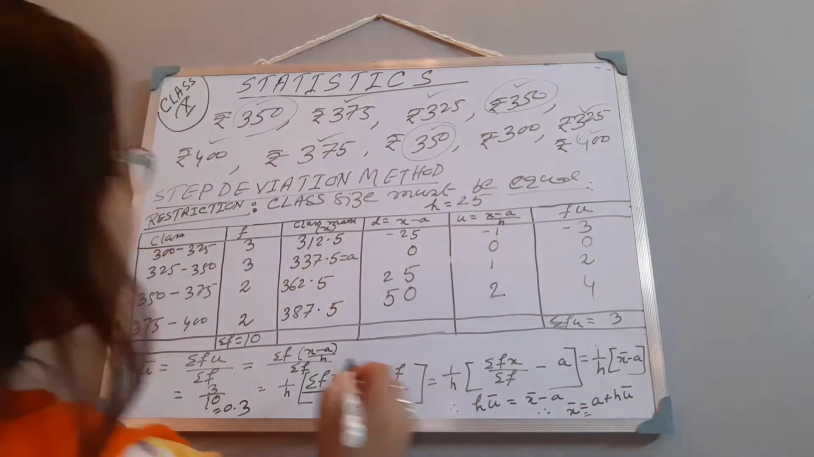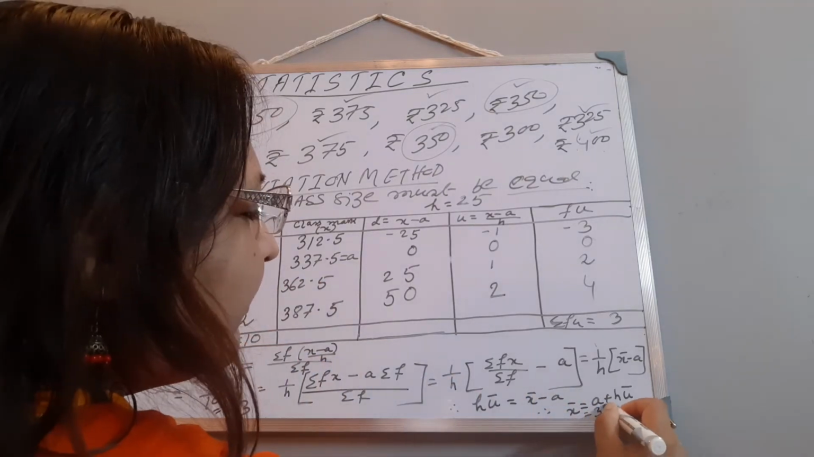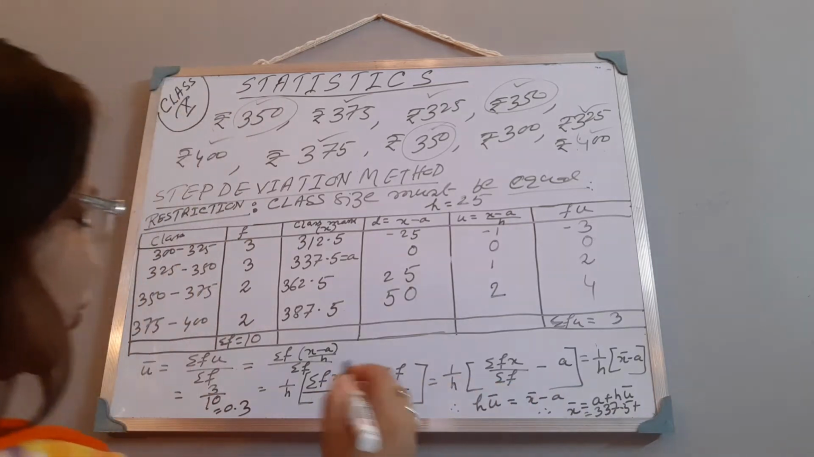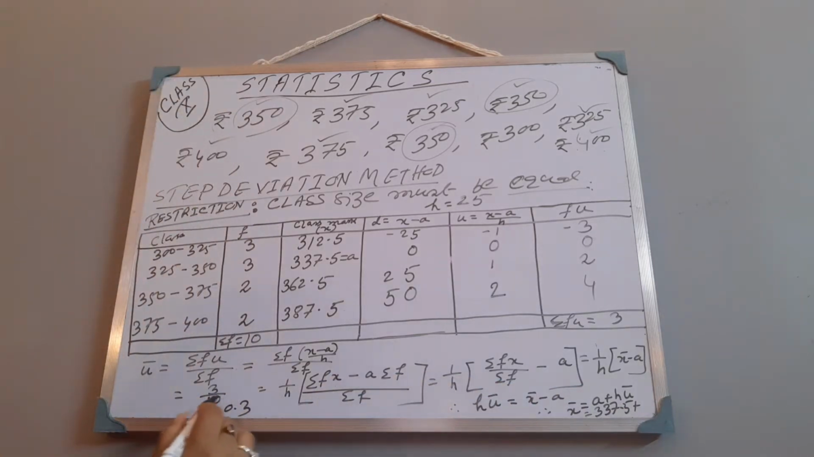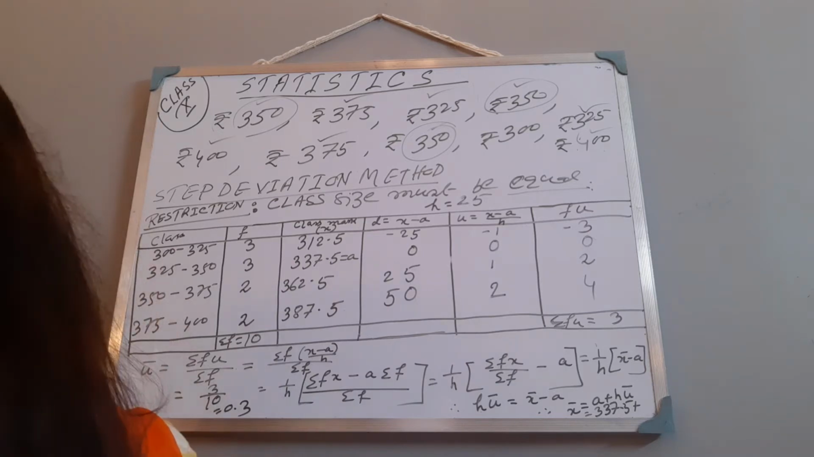What is the value of a? We have chosen the a value as 337.5, plus h into u bar. What is h? h means 25. So 25 into 0.3.